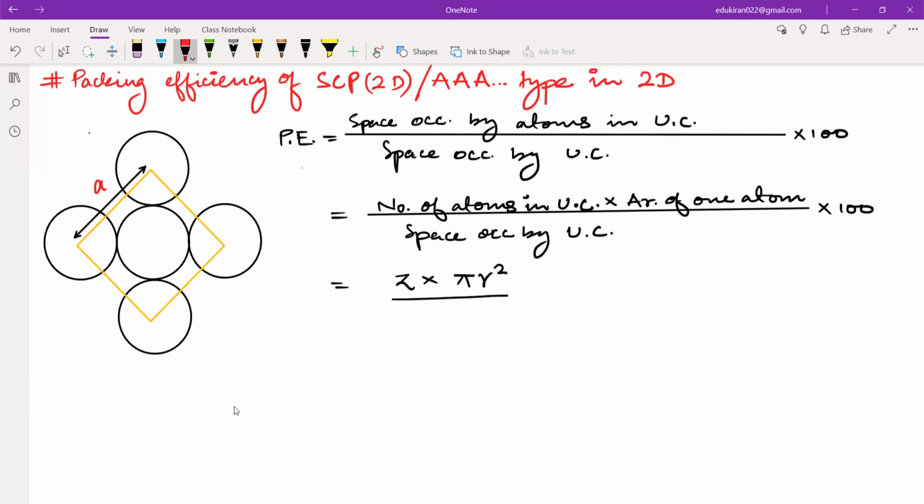Okay, sir. Now, pi r square and the space occupied by the unit cell. This unit cell is a square, right? And its edge length will be a. So what will be the area of this square? 4a is the perimeter. Area of a square is a square, right?